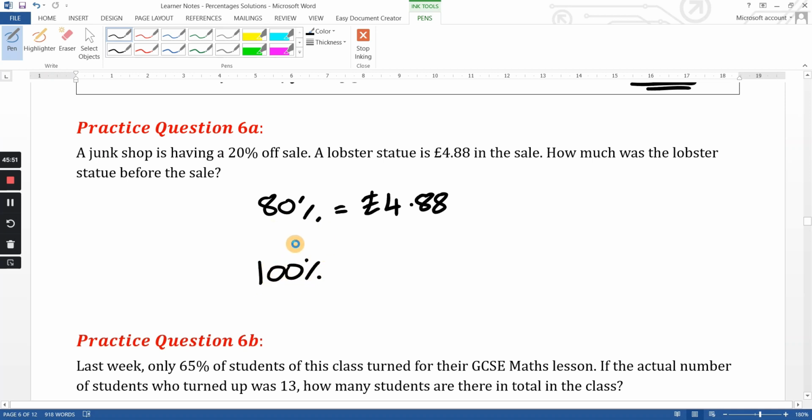Let's do my step in between. I could work out 10%. I usually just work out 1% though. So I always go from 80 to 1. Let's divide by 80 on both sides. Let's do that on the calculator. 4.88 divided by 80. It looks a bit weird, but let's just go with it.